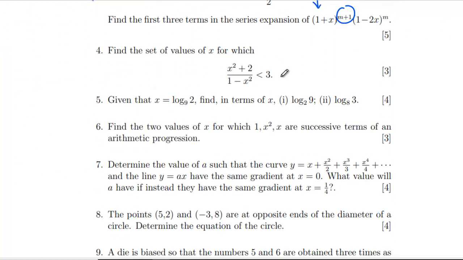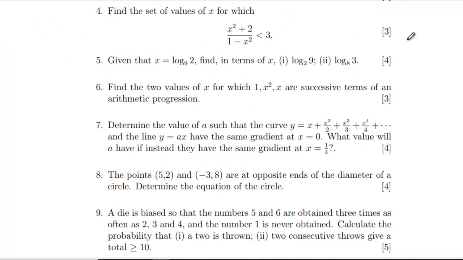Question 4. Find the set of values of x for which that inequality holds. Right, so we need to be careful if we multiply by a negative number as to what happens with the inequality. So we'll take 1 minus x squared to be greater than 0, so that's great. So we're saying really there that mod x is less than 1. If that's the case, then we can just multiply through. That's going to be fine.